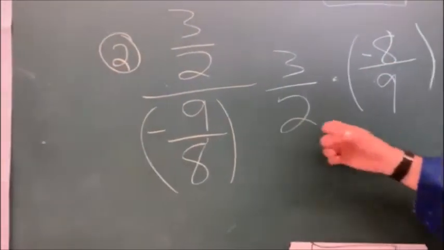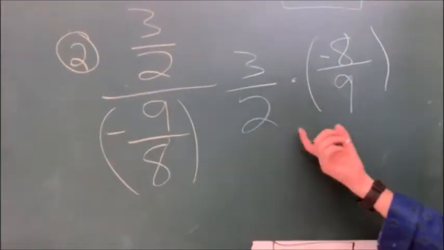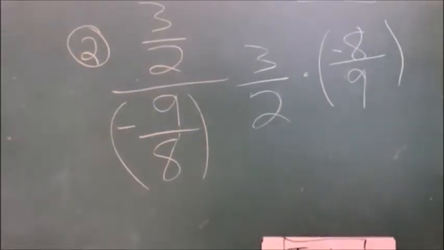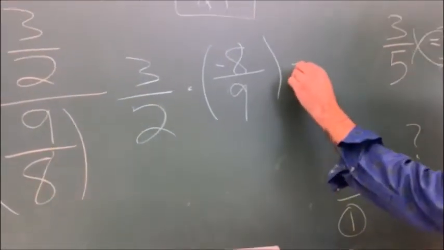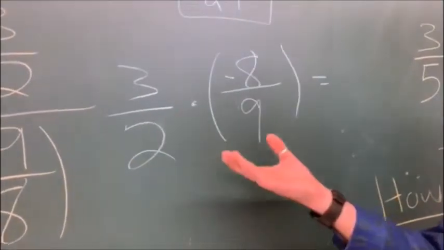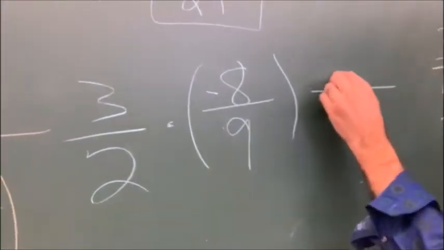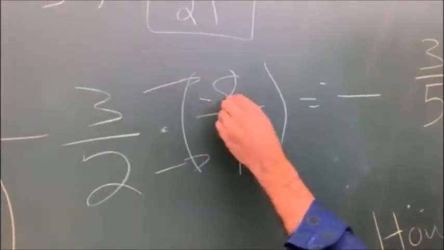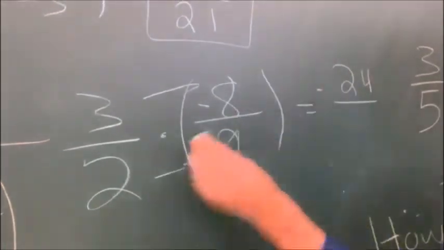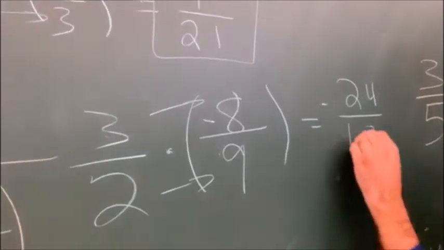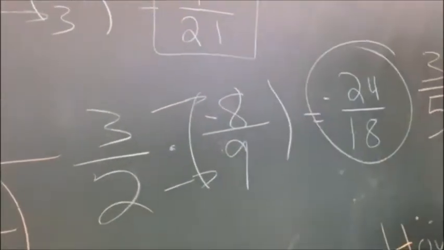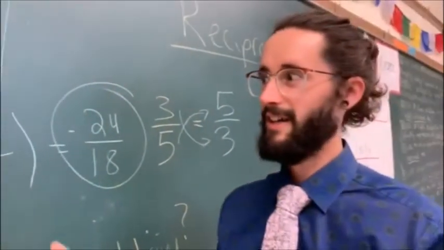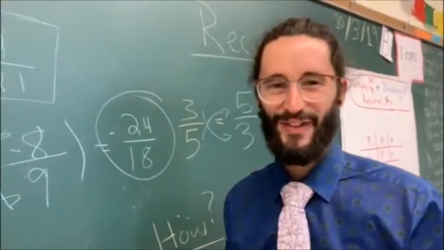So I take a look and I notice that these are different signs. So my answer will be a negative. There we go. So I know my answer will be negative, and now I can just multiply straight across. 3 times 8, 24. 2 times 9, 18. That is how you use multiplication to divide fractions.